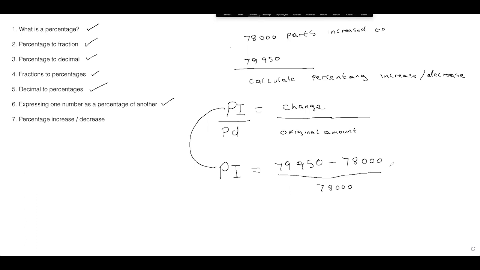So what is 79,950 minus 78,000? Well, I think it's going to give you 1,950 over 78,000. And then at that point, you can just get your calculator. So that means percentage increase is equal to, and then you just do the sum on the calculator, 1950 divided by 78,000, and that gives you 0.025. And once you have that, you have to times by 100.